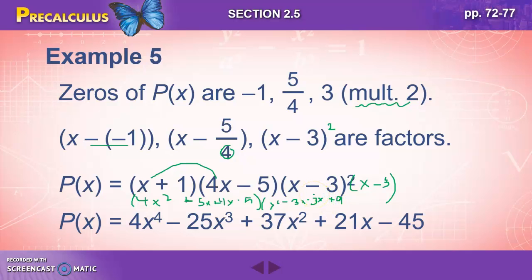We'll simplify both those and then FOIL again. And when we finally get all that multiplied and distributed, we get 4x to the fourth minus 25x cubed plus 37x squared plus 21x minus 45. Now, I skipped quite a few steps between here and here. So if you're not sure how to multiply these two things or how to simplify, be sure to ask me in class.